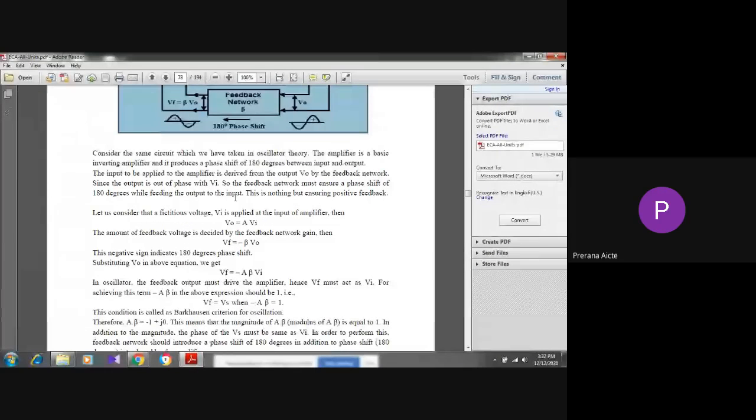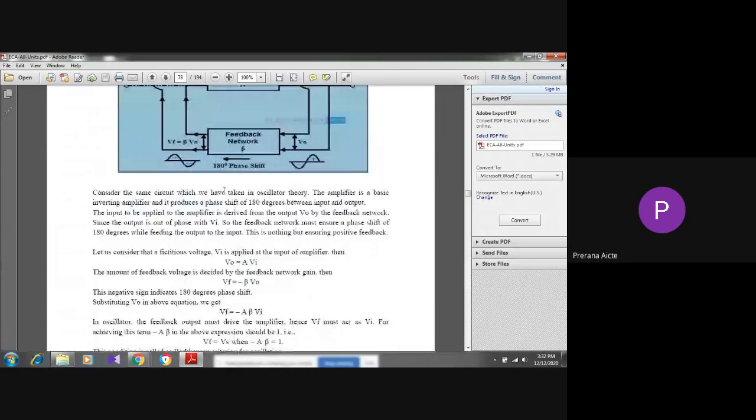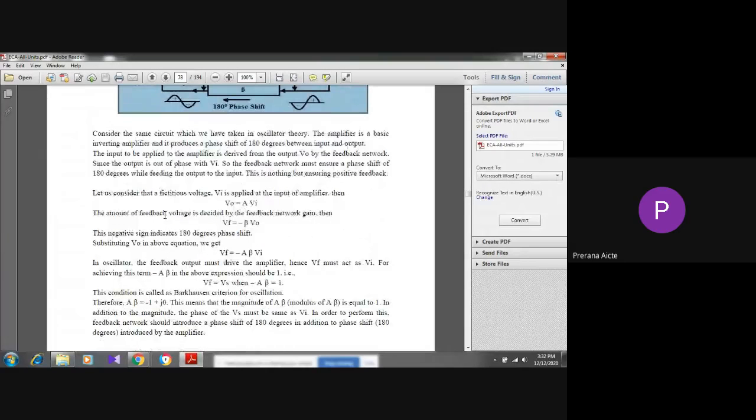See this theory. Whatever I have explained now, the same points will be here. Please go through these points. If you have any doubts, please ask.